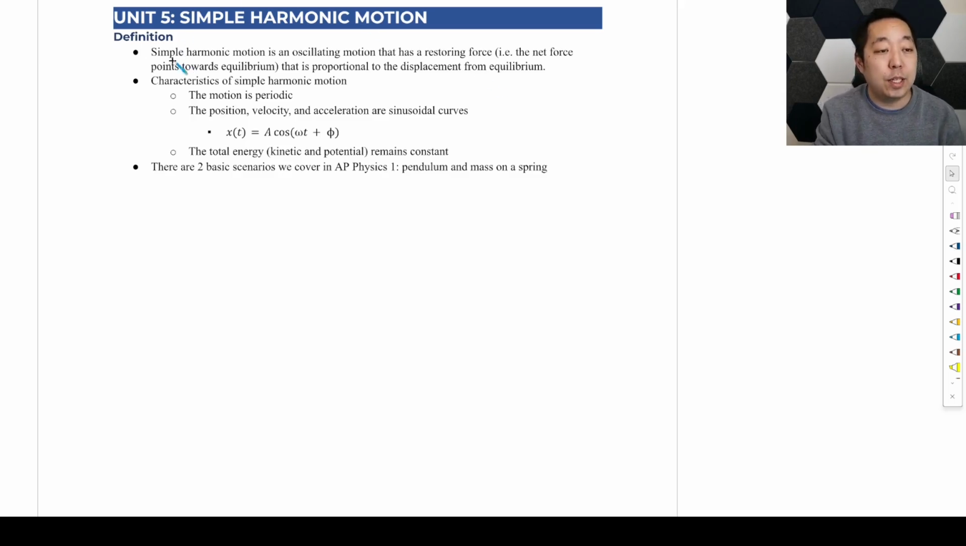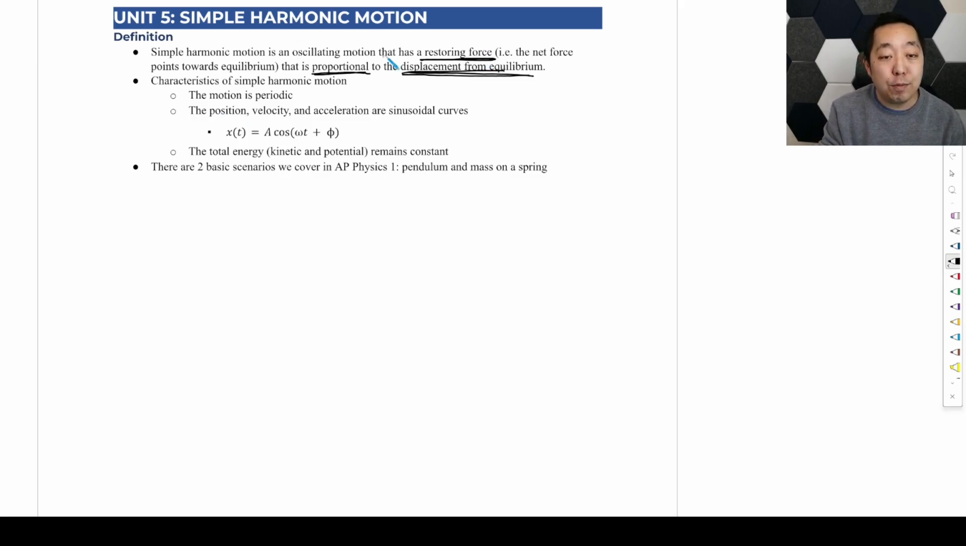So let's just remember that simple harmonic motion is an oscillating motion that has a restoring force. This is the key thing that defines it. In general, there must be a restoring force that is proportional to the displacement from the equilibrium. So it's not just enough that it has a restoring force, it must be proportional to how far we are from the equilibrium position. That's the general way that we handle harmonic motions.